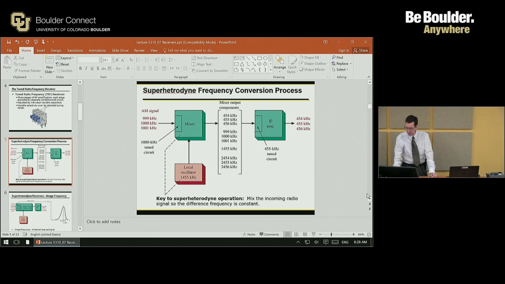So the key aspect of this is to mix the incoming radio signal so that the difference frequency is constant, which results in the constant bandwidth that we talked about earlier.